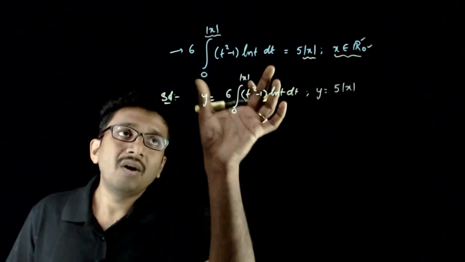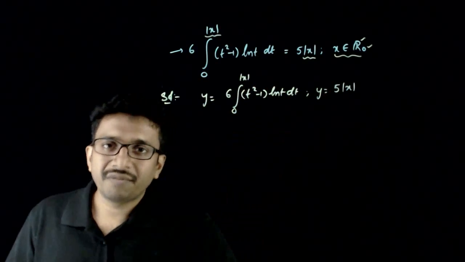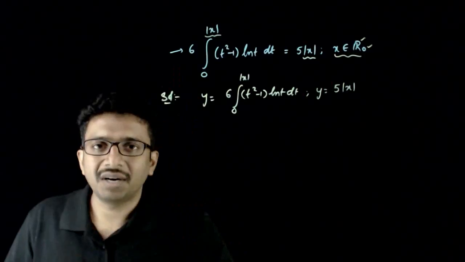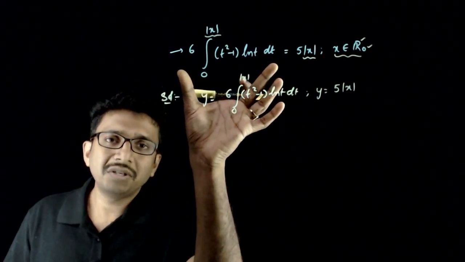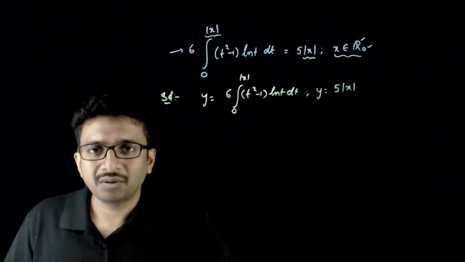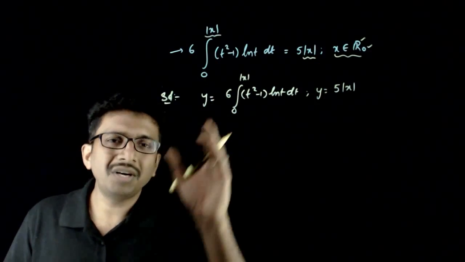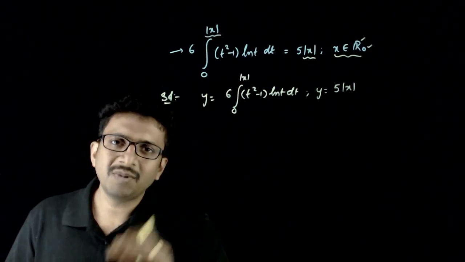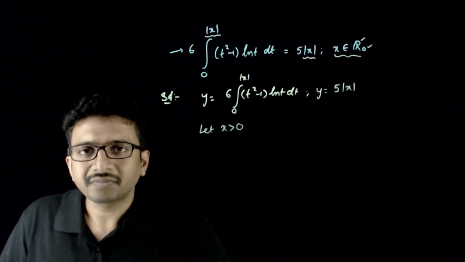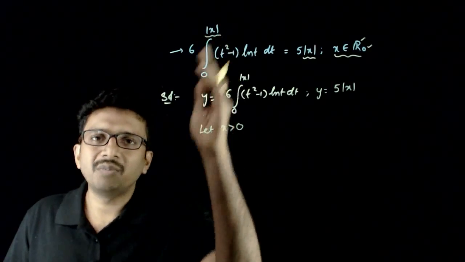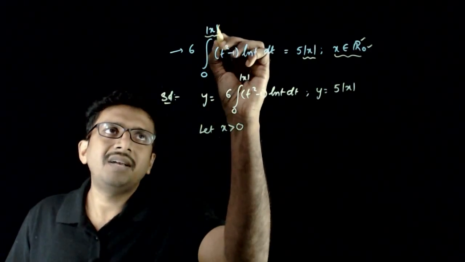So whatever solutions you get on the positive side of x, the same solutions you get on the negative side of x. So I don't need to solve on both sides. Let me solve for positive x. Let x be greater than 0. If x is greater than 0, I can remove the mod, so I can take this mod out.